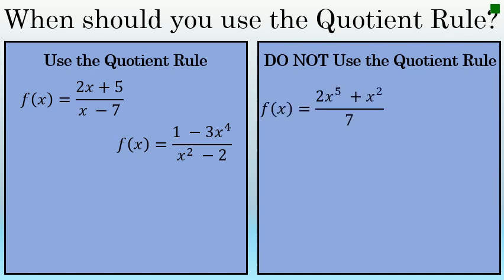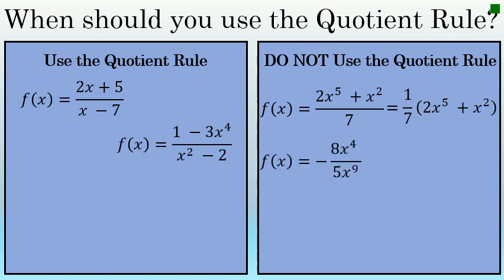However, when a function's denominator is constant, it is much easier to find the derivative after rewriting this in its equivalent form, 1/7 times the quantity of 2x to the 5th plus x squared. The derivative of this function does not require the quotient rule.